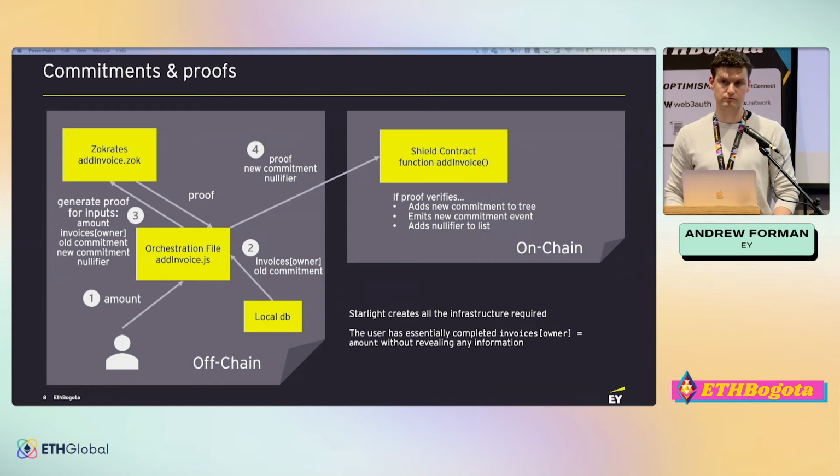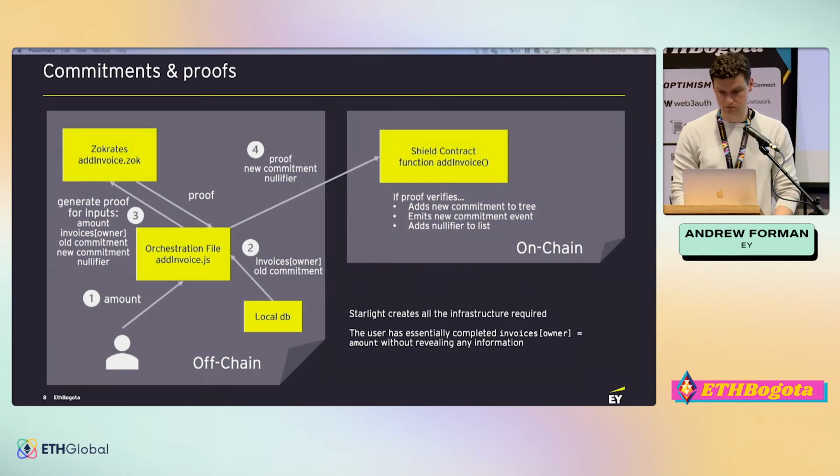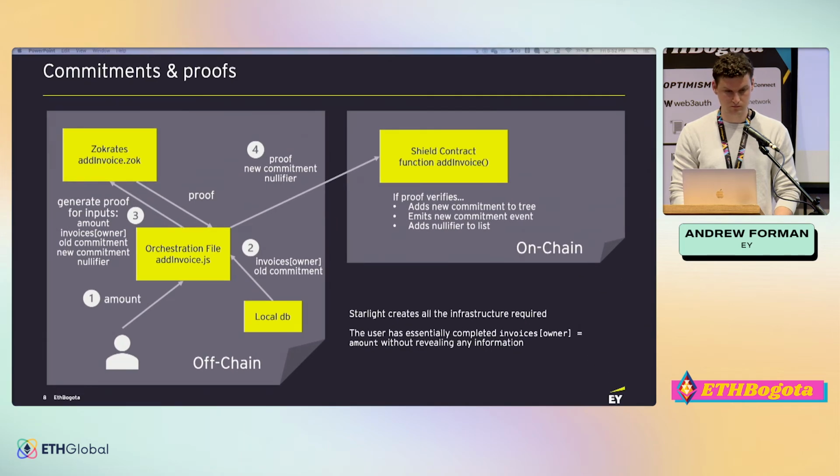It basically tells the world, but mostly our Merkle tree application, that a new commitment has been added, and it adds a nullifier so that you can't double spend any commitments. So all the user had to do was step 1, and the Starlight generator application has done all the rest. So the user has added a completely secret invoice to this application. Yeah, that goes through the example.